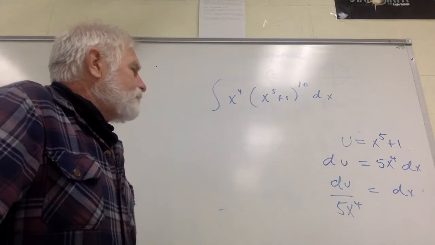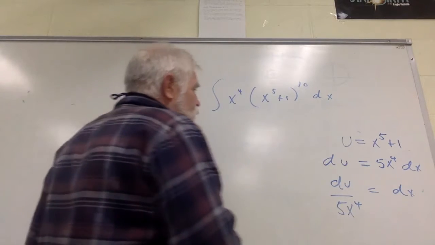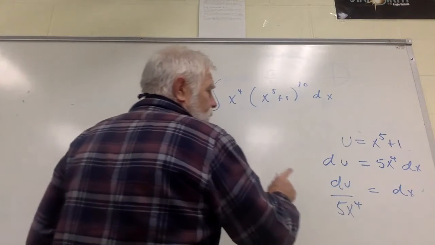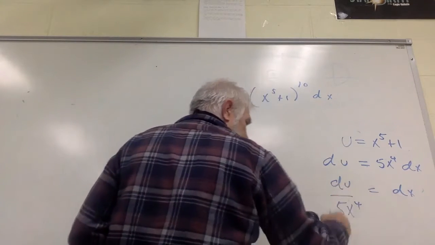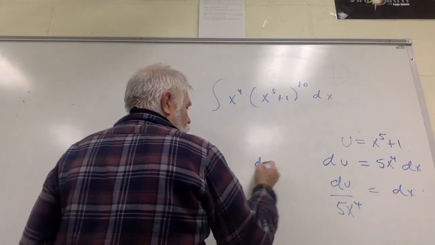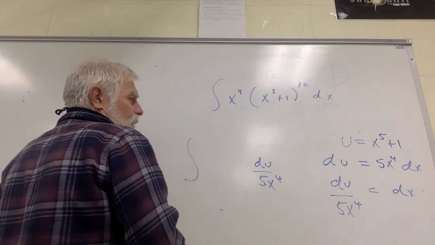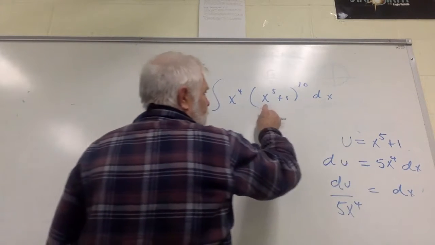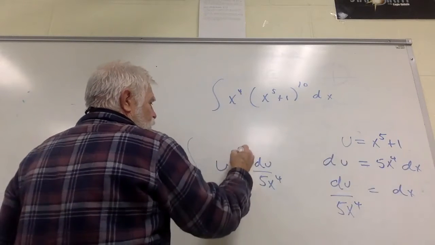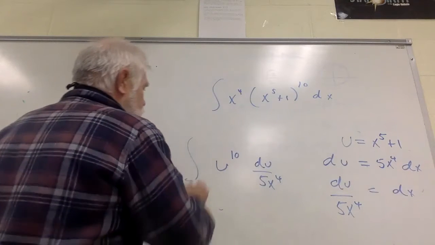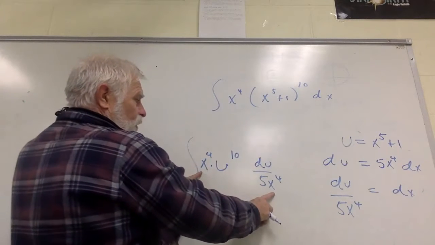All right. Now I'm ready for substitution. So instead of writing dx, I have a new name for dx. It may be called du over 5x to the fourth. Instead of saying x to the fifth plus 1, I have another substitution where I'm saying u to the 10. And this is x to the 4 still here. Well, I can see the x to the 4 is canceled.